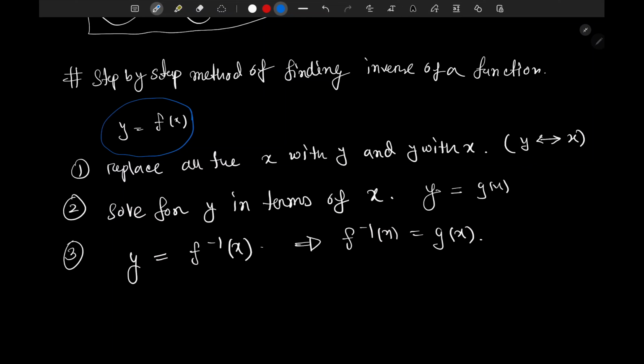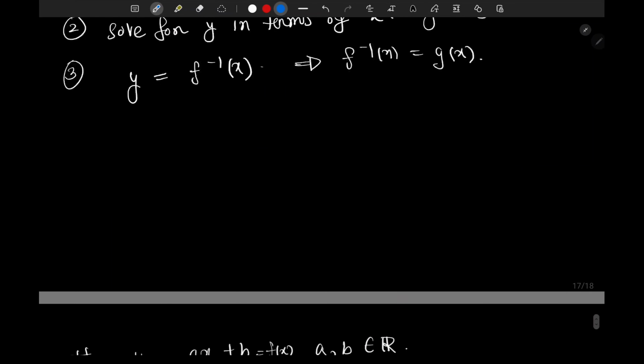Then you solve for y in terms of x. That means you get something like y equals g of x. And finally, you write y equals f inverse of x, such that this f inverse of x is equal to g of x. And I'll show you how this really works.